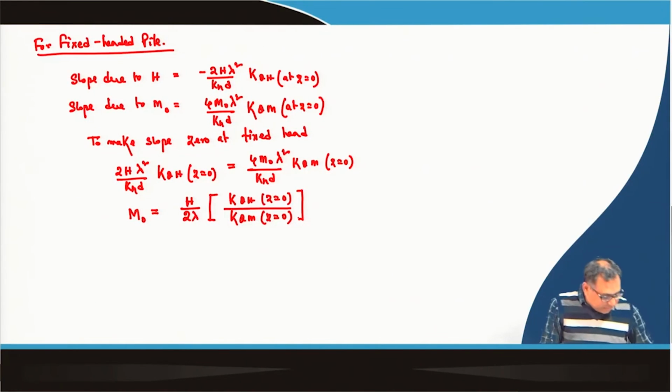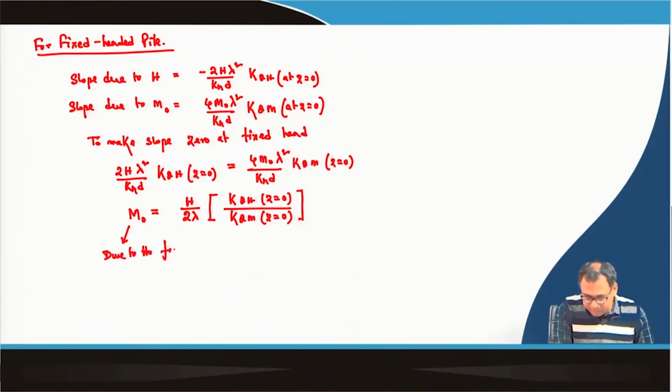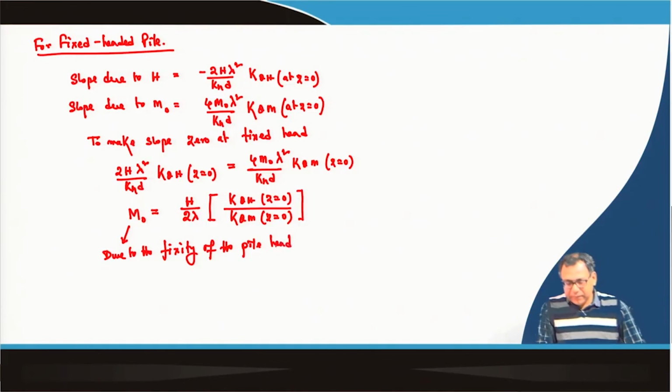Okay. So, now this value we have to put in place of M0. That means, this moment will be developed due to the fixity of the pile head. Okay, so these are the equations.